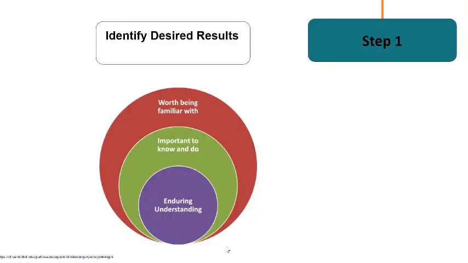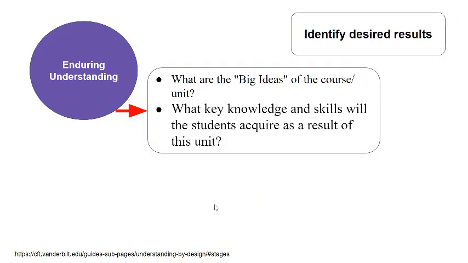So in the first step, to identify the desired result, how are you going to identify and determine and decide the end goal of your online course? Here we need to focus only on the enduring understanding. What we mean by the enduring understanding is the big ideas of your course.